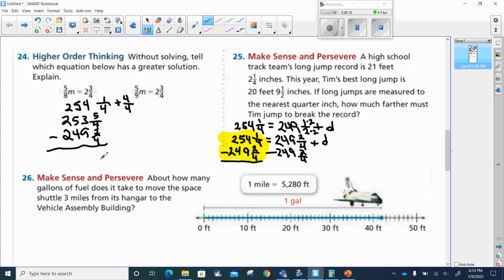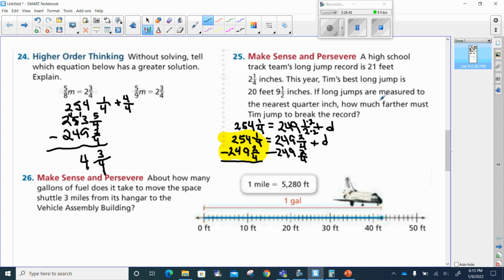So 5 minus 2 is 3, so this is going to be 3/4. And let's see, now we have to do the rest of this. I know I have to borrow one from here to make this 4, and I'll have to go ahead and add one there. 13 minus 9 will give me 4. That means I'm going to need 4 3/4.